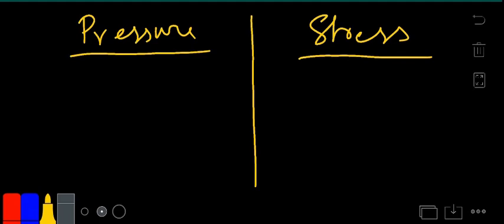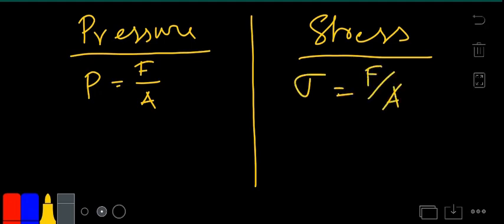You might say that pressure, if we put the formula, equals force upon area, and if we consider stress, then stress sigma also equals force upon area. Okay, so they are mostly the same. If we consider the unit, force has a unit of Newton and area has a unit of meter square, so here also it is Newton per meter square. So what is exactly the difference between pressure and stress?